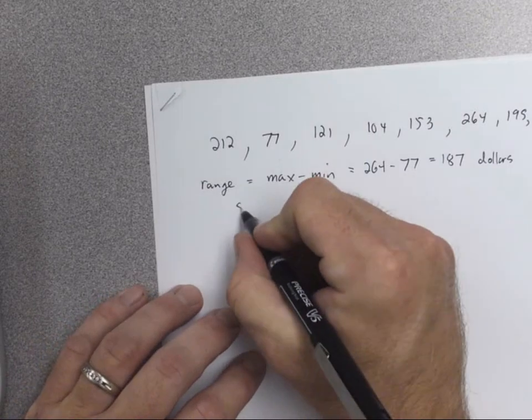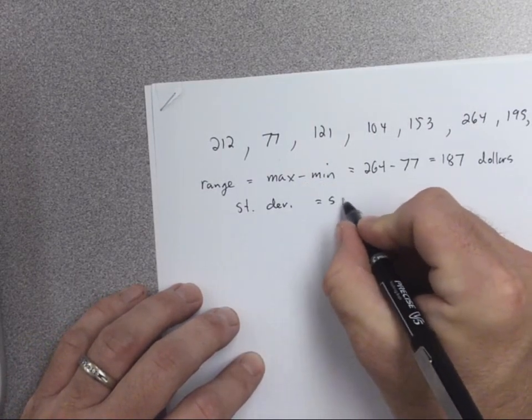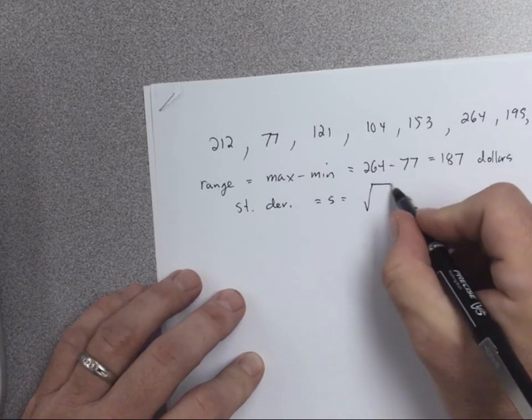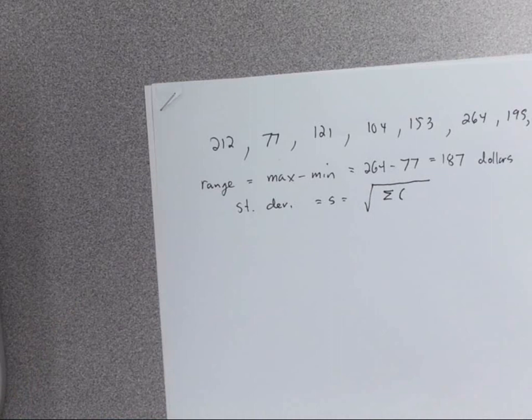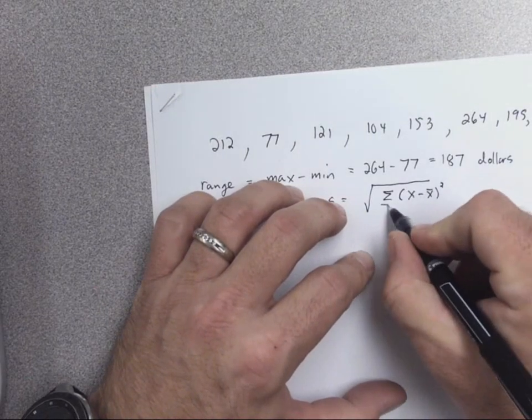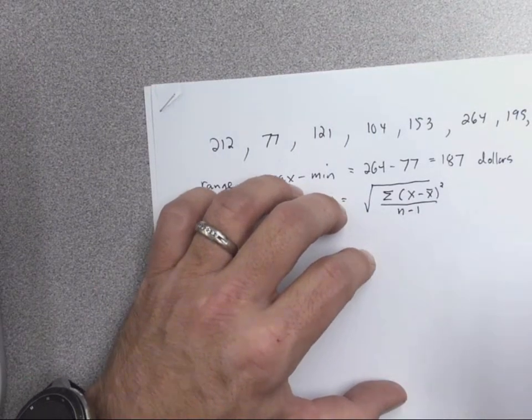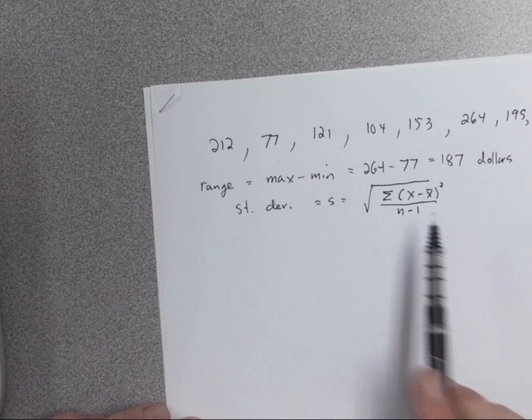So when you want to find a standard deviation, you know that S is equal to the square root of the summation of (x minus x bar) squared, all divided by n minus 1. So what we're going to do is each one of these steps in order. I'm going to work inside out. So first I'm going to have to find that x bar.